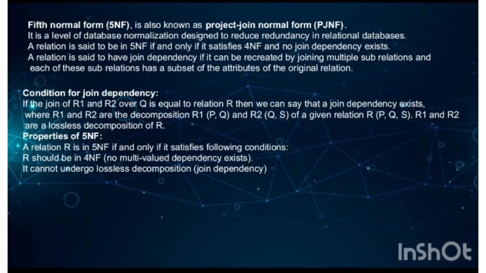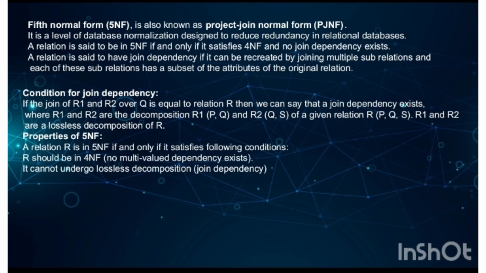Next, we are going to discuss fifth normal form. Fifth normal form is also known as project join normal form. It is a level of database normalization designed to reduce the redundancy in relational databases. A relation is said to be in 5NF if and only if it satisfies 4NF and no join dependency exists. A relation is said to have join dependency if it can be recreated by joining multiple subrelations, and each of the subrelations has a subset of the attributes of the original relation.